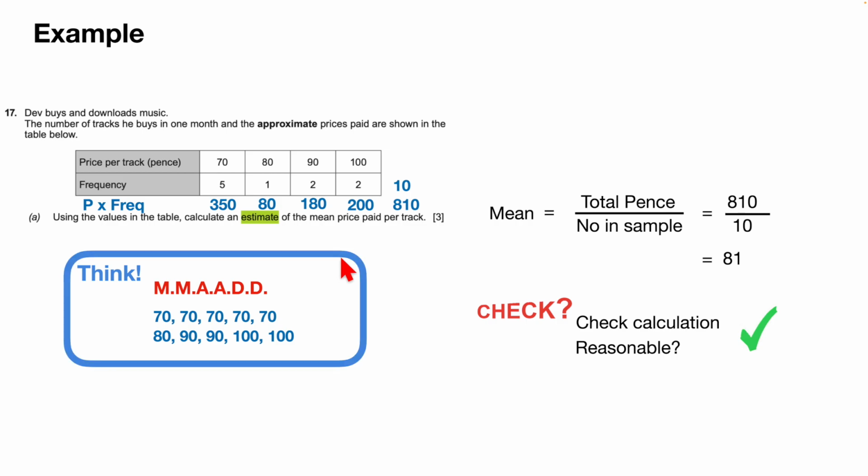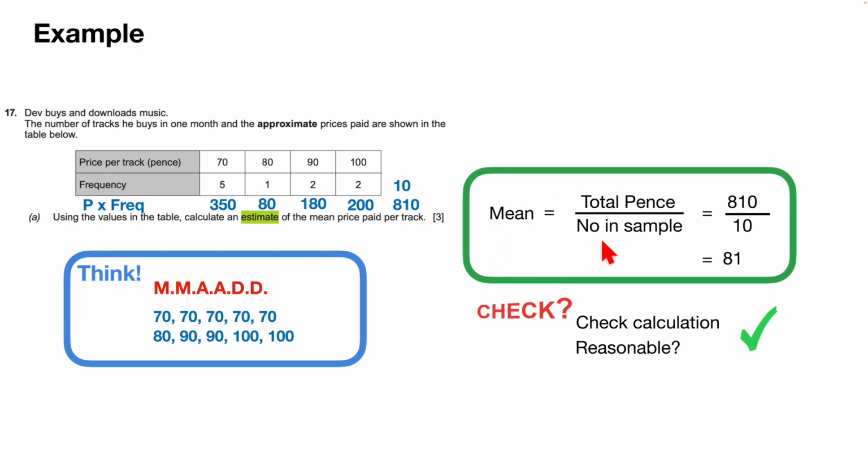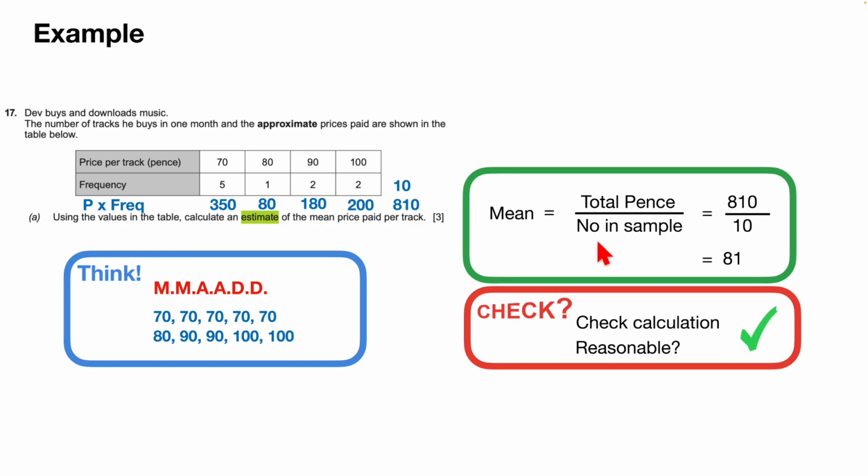So we have a little think. We decide it's a frequency table and that we're going to use MAD. Then we do the calculation. Then we check it. By the way, don't say MAD in the exam because that won't go down well.